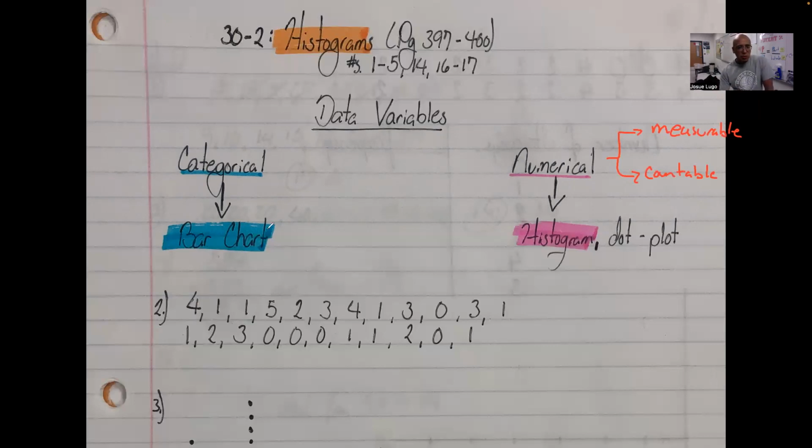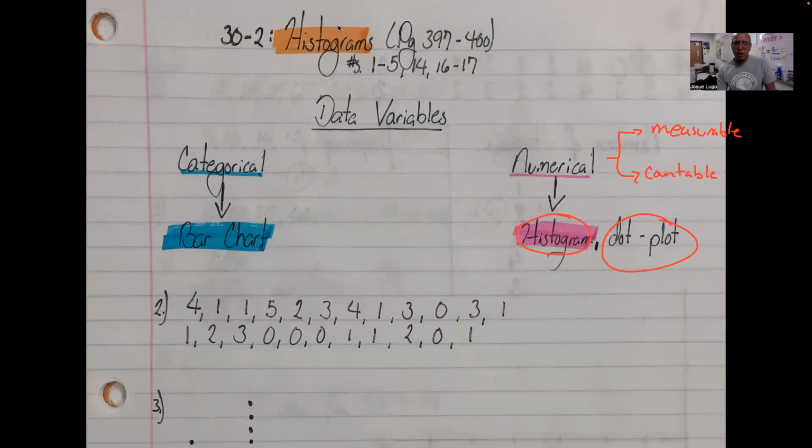We remember that for categorical data, we can use bar charts. We've already seen that. But for numerical data, we can use dot plots, which we're going to see today again. We're also going to change those dot plots into histograms, so you can see the similarities between those two. Again, dot plots and histograms are for numerical data.